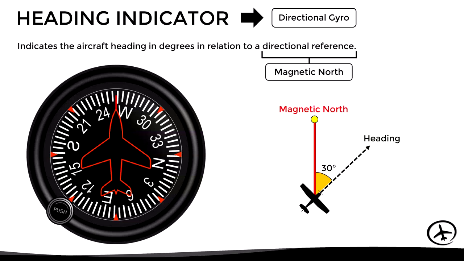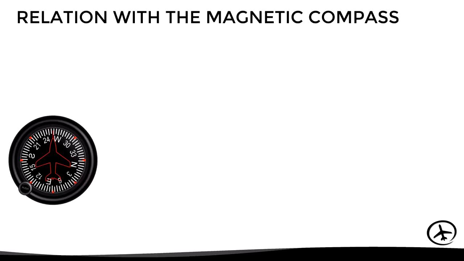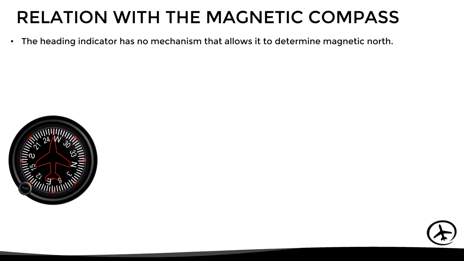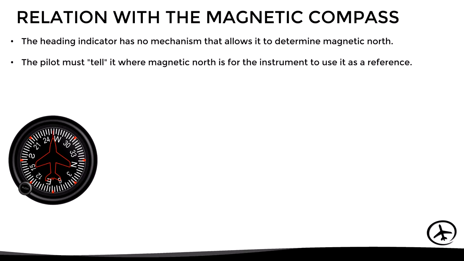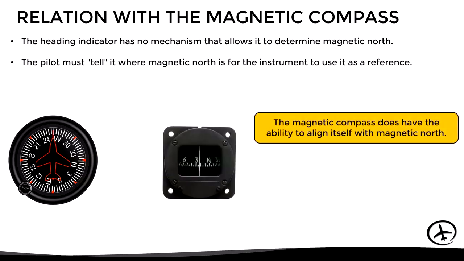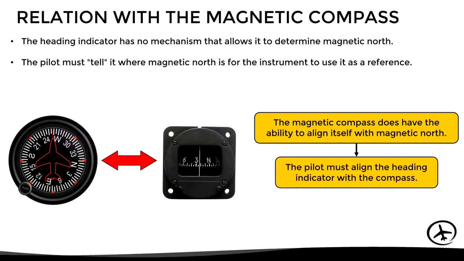However, there is a little problem with this. And it is that the heading indicator has no mechanism that allows it to determine the direction of the magnetic north. Therefore, the pilot must tell it where magnetic north is for the instrument to use it as a reference. To do this, the pilot uses the magnetic compass, since it does have the ability to align itself with magnetic north. Then, the pilot must align the heading indicator using the magnetic compass indication.